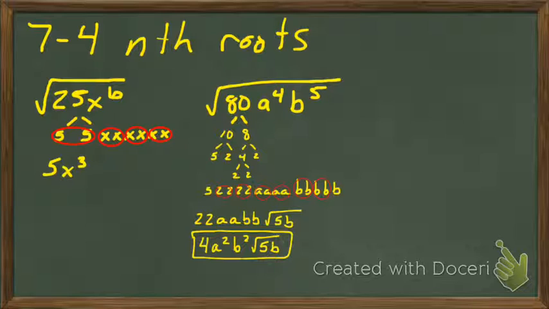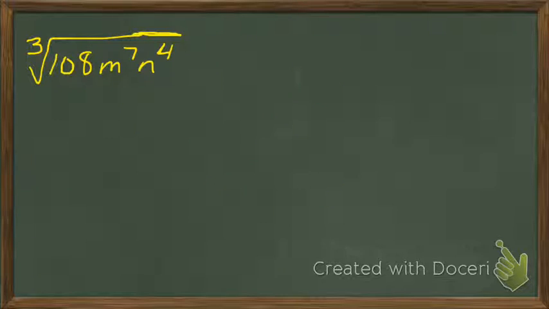That's what you need to know. We've already done all that. That's the prerequisite heading into the new wrinkle today. Everybody feel good? Okay. So now we're going to do the cube root of 108 m to the 7th n to the 4th. What's different?